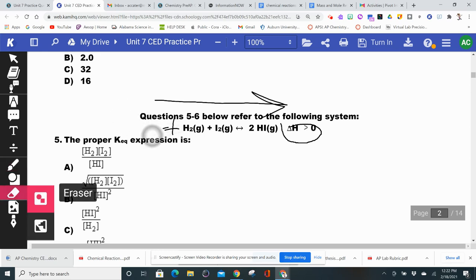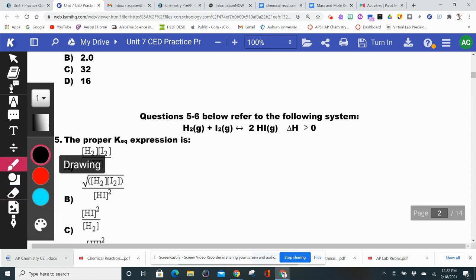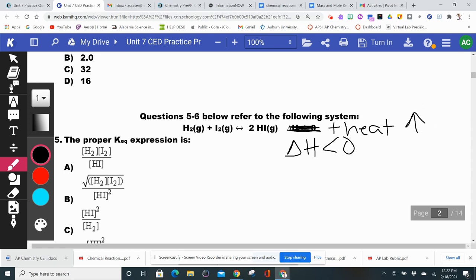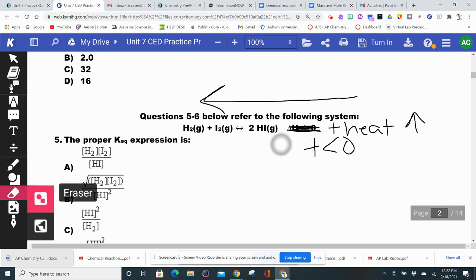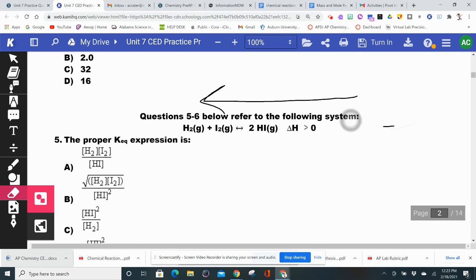If this equation were to have said delta H was less than 0, then that would have been having heat as a product. So if we increase the heat, that would have driven the reaction to the opposite side. Okay, so just make sure you're squared away with that. That can get a little confusing, and that's just memorization about which one is which. So you want to make sure that you have that correct.